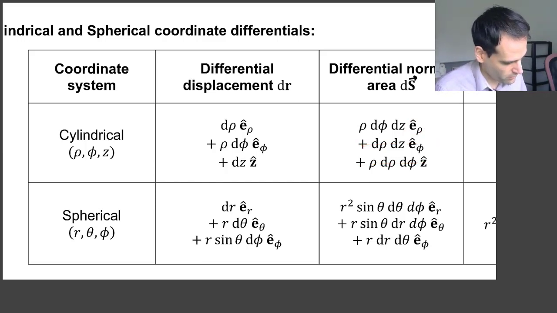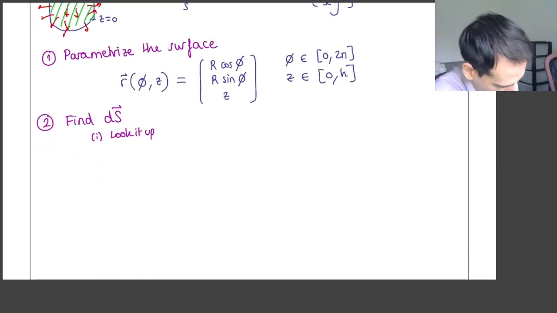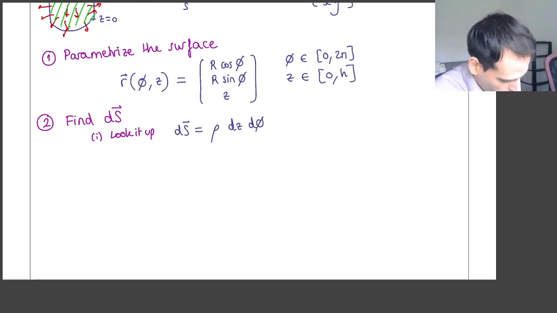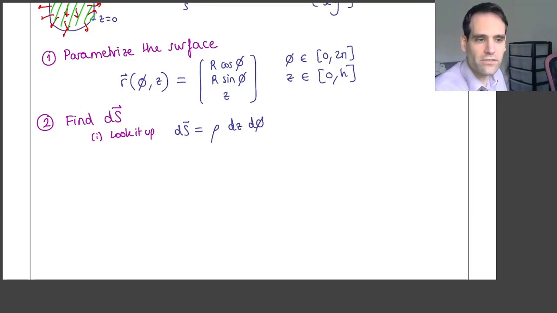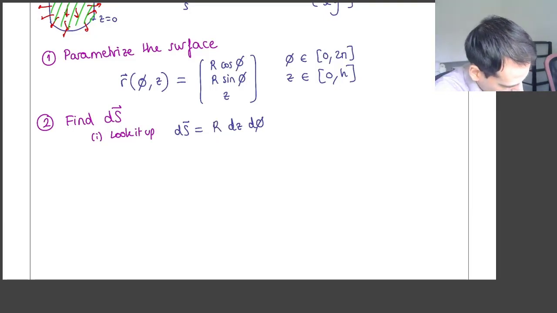Let me copy it down. So dS vector is going to be rho dz d phi. Sorry, rho is equal to r, right? Because we substituted rho equals r, so it's going to be r dz d phi in the direction e rho hat.